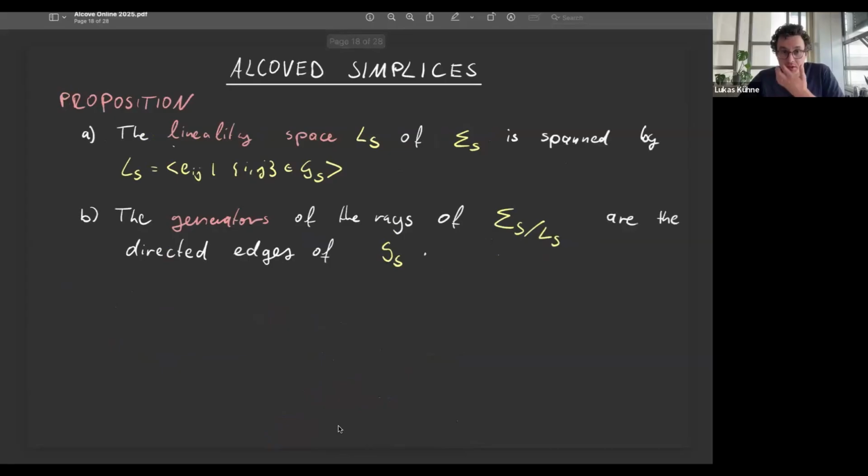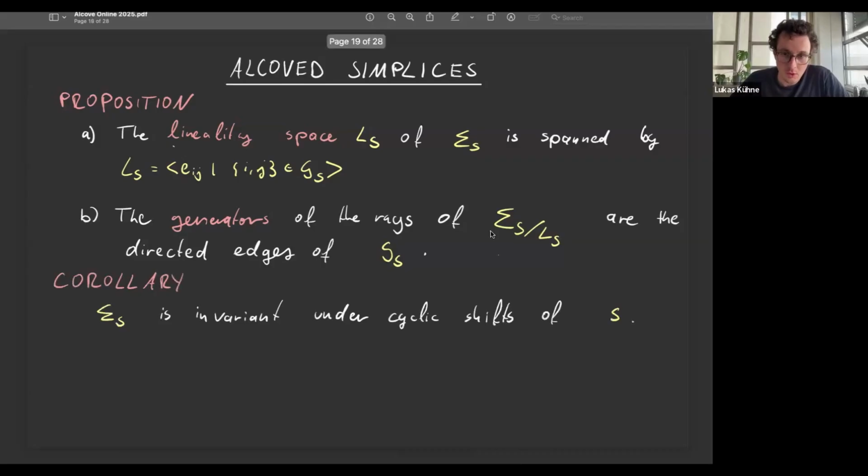And then the observation is that this graph already describes the normal fan, because the linearity space is just the span of these undirected edges, and the generators of the rays of the quotient of sigma S modulo the linearity space are just the directed edges in this graph. So if we want to understand the normal fans, all we have to look at is these graphs. This also already tells us that sigma S is invariant under cyclic shifts of our partition, because the graph doesn't care if we cyclically shift our ordered set partition.